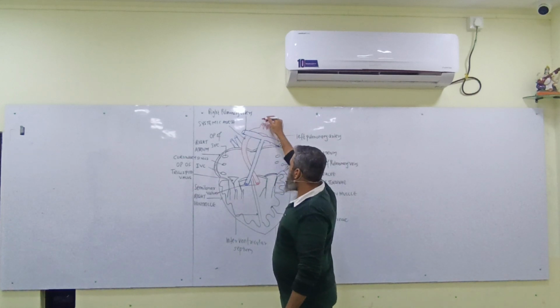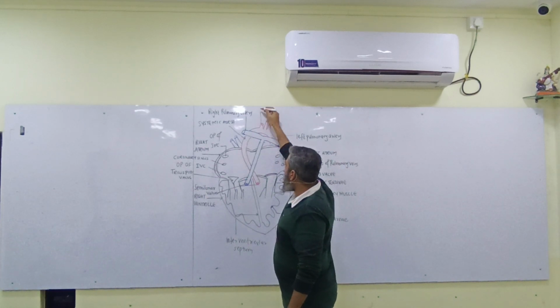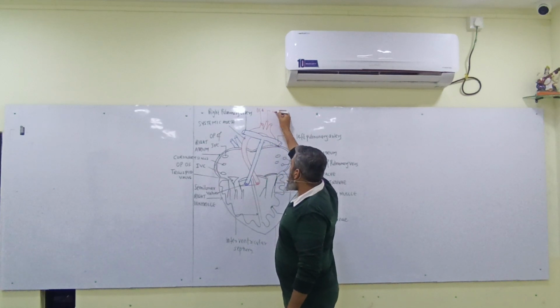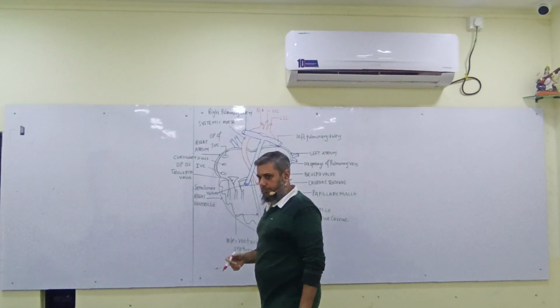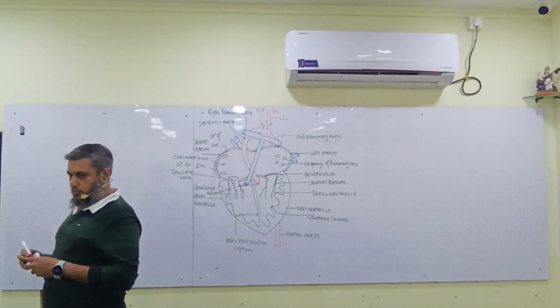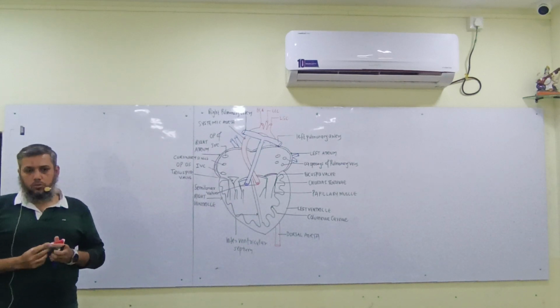These 3 branches will supply your brain. The brachiocephalic artery, and the common carotid, and the left subclavian. Extra nerves.